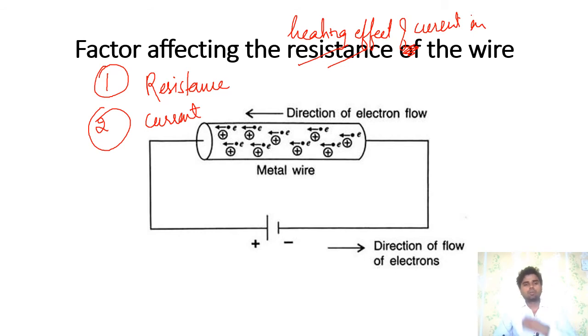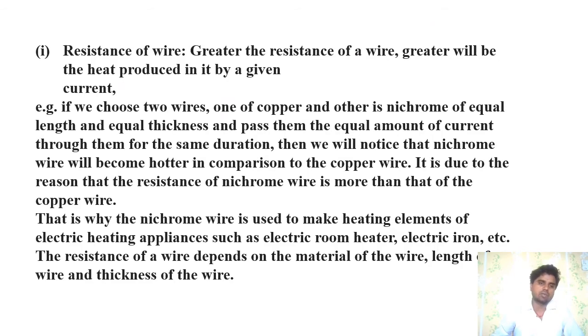If there is more resistance, then more heating effect. If there is more current, then there will be more heating effect. So increasing the resistance of a wire or increasing the current in a wire, both will increase the heating effect of current. Now we will deal with some examples over here.